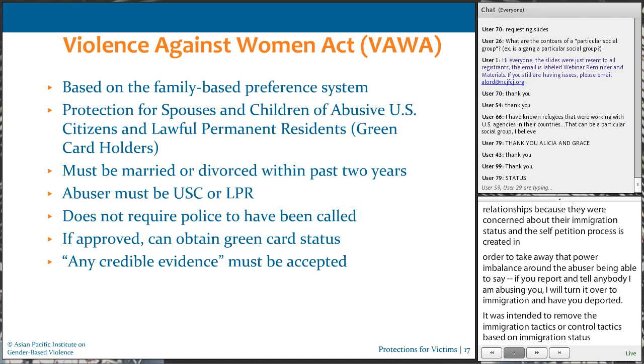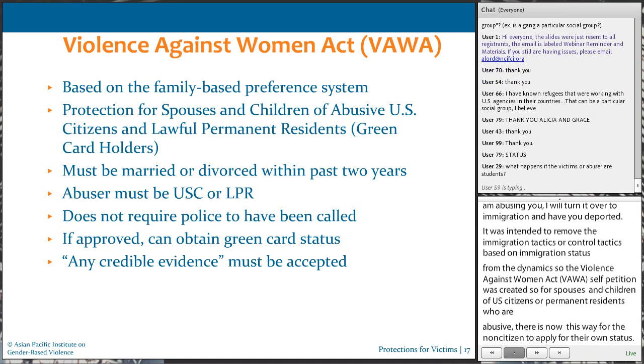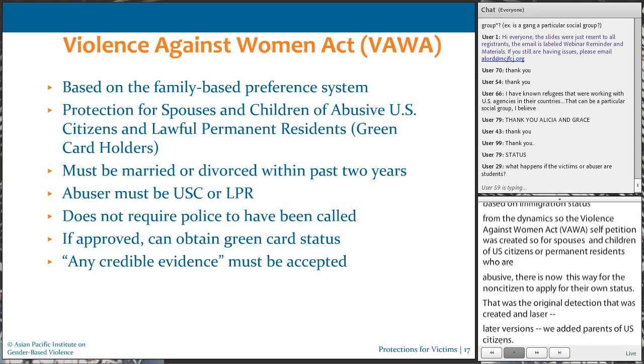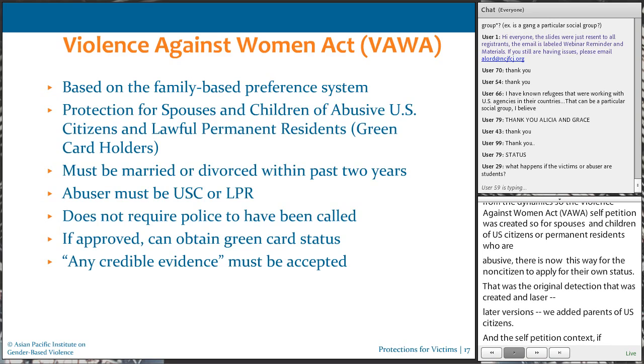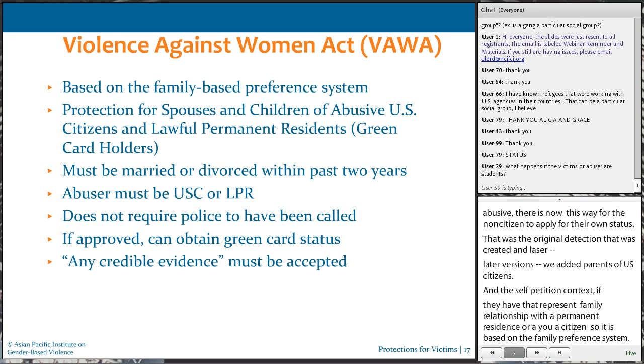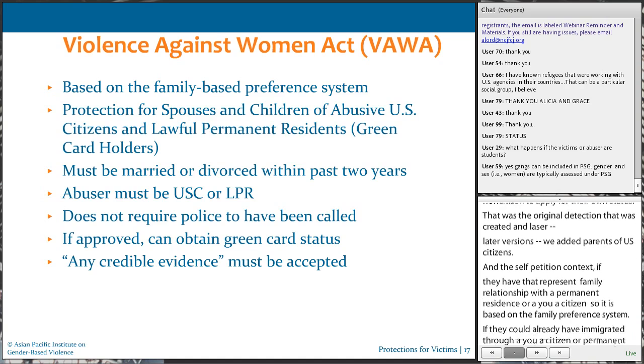And so that was the original protection that was created, and in later versions of VAWA we added parents of abusive U.S. citizens. In the self-petition context, if they have that requisite family relationship with a permanent resident or a U.S. citizen, so it's based on the family preference system, if they could already have immigrated through a U.S. citizen or permanent resident sponsor, then they can apply for a VAWA self-petition. And if that petition is approved, they can get a green card.